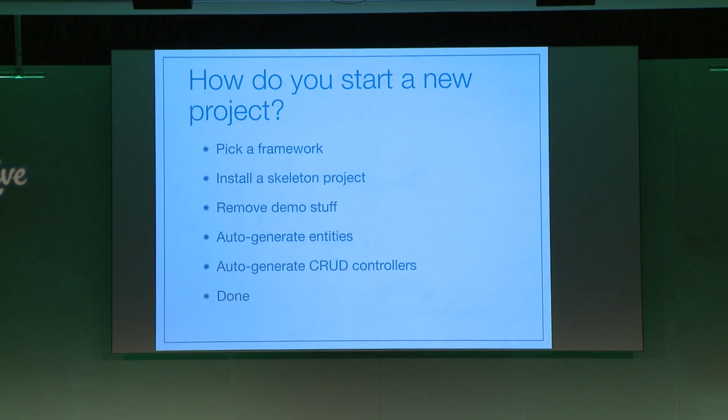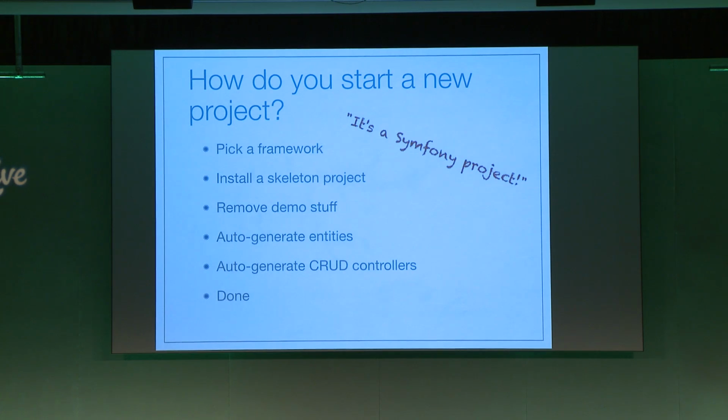This is very apparent if you look at the way that people approach starting new projects. So what do you do? You pick a framework, basically. You install some GitHub repository or create a project, install a skeleton project maybe, then remove all the stuff that is not relevant to your project, the demo stuff or the boilerplate configuration that you don't need. Then you start auto-generating stuff like entities or controllers, anything you can auto-generate, and then you're done. You can quickly develop some application, and some people will be happy about it. And then you say, we're working on a Symfony project, for example, but it might as well be a Laravel project or any project at all.